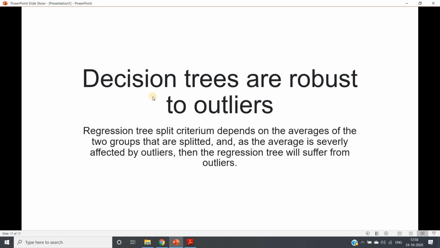Okay, so remember this point: although the classification tree is robust to outliers, the regression tree is affected by outliers, so we need to handle them or else remove them. Okay, this is what I wanted to discuss.